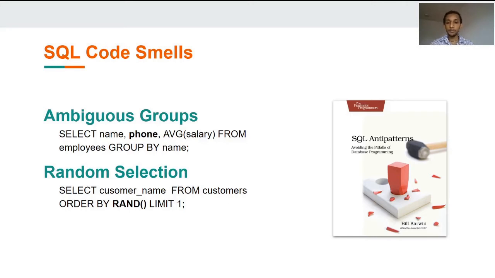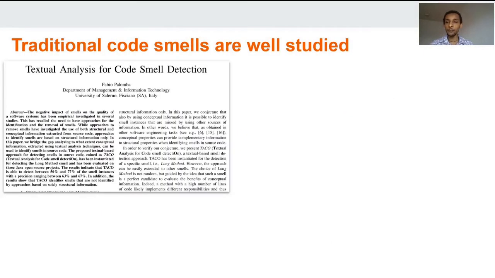The fourth one is random selection, where we need to fetch one random single row, but to achieve this operation using the random function, it requires a reordering of those tables, which is costly in terms of performance.